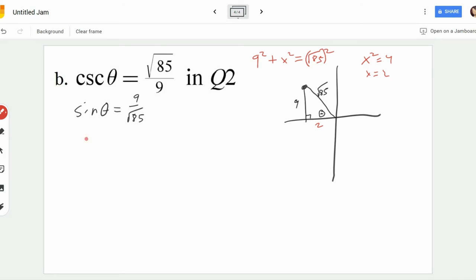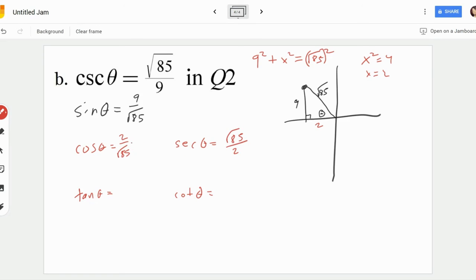Then we can find all of the other trig functions. So we have cosecant and sine. We need cosine. We need tangent. And then we need those guys inverse. So this is secant of theta. This is cotangent. Cosine is adjacent over hypotenuse, so this is 2 over root 85. And then I can flip this and get secant right away. So root 85 over 2.